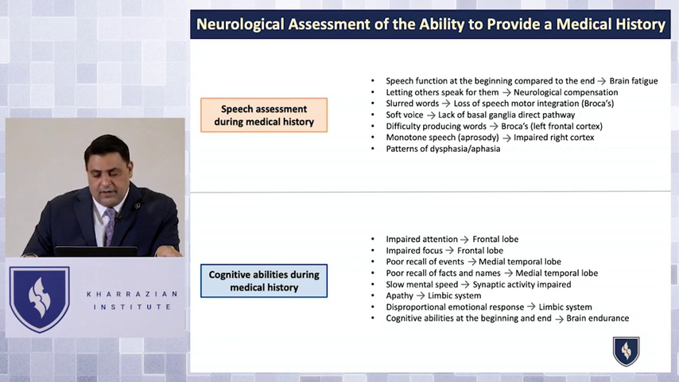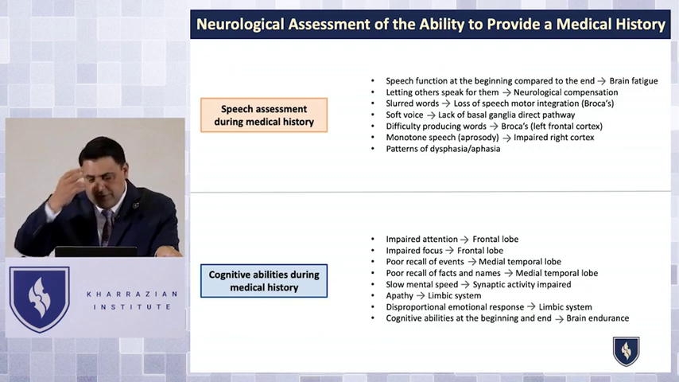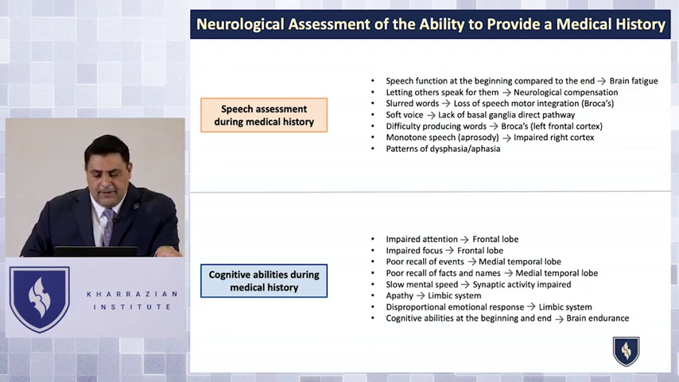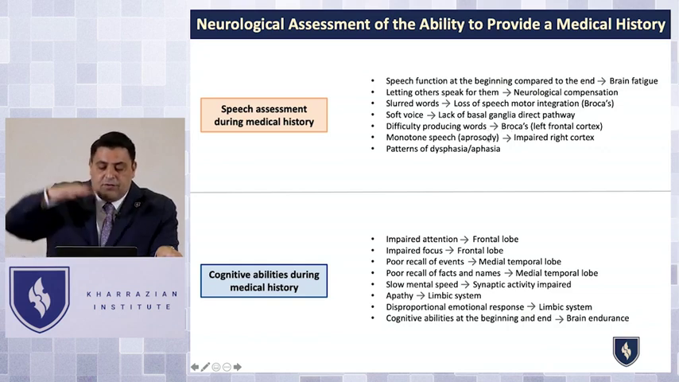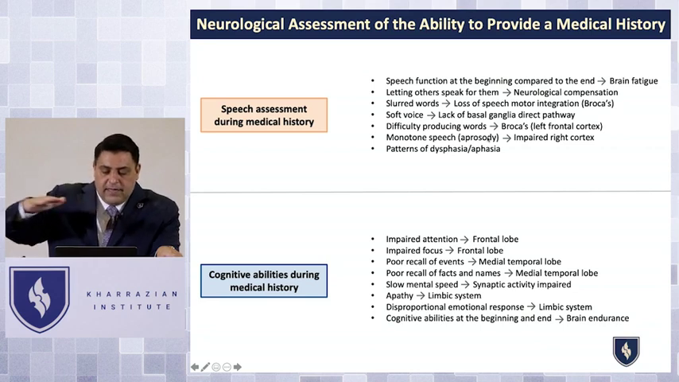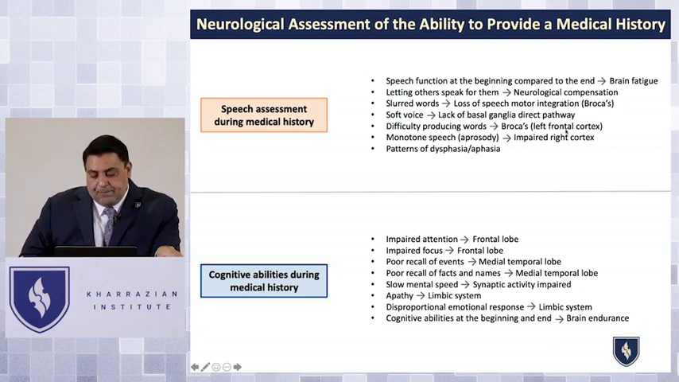Slurred words, loss of speech motor integration, that's Broca's area, and they may initially have no problems when they speak, but as time goes on, they may start to slur their words and things aren't as clear. And those are signs to you that their Broca's area, motor areas are starting to fatigue, and there may be some issues there. Difficulty producing words is also Broca's area. Monotone speech, I'll show you videos of that. Prosody, that's kind of like where there's no pitch, there's no fluctuation of the voice that happens with impaired right cortex. And then patterns of dysphagia or aphasia that can take place, especially as history goes on.